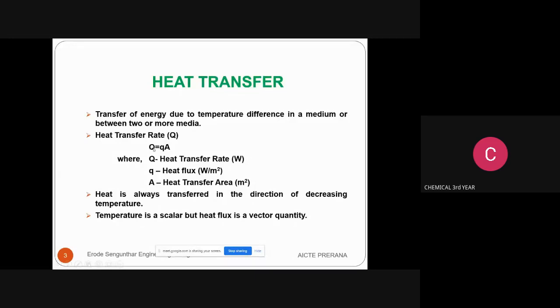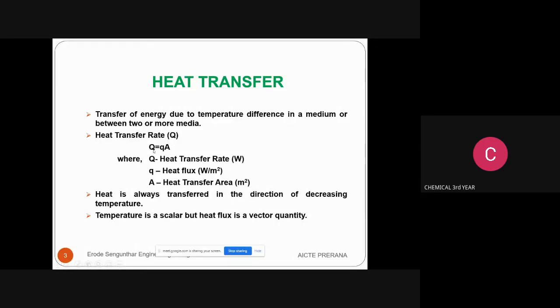Heat transfer rate denotes the change in that particular property, or the quantity of that property, with respect to unit time, right? Volumetric flow rate, as we all know, is nothing but volume per unit time, how much volume is flowing in that system per unit time. Similarly, mass flow rate is how much mass is passing per unit time at that point. Here also, heat transfer rate is how much heat is passing per unit time. That is your capital Q.